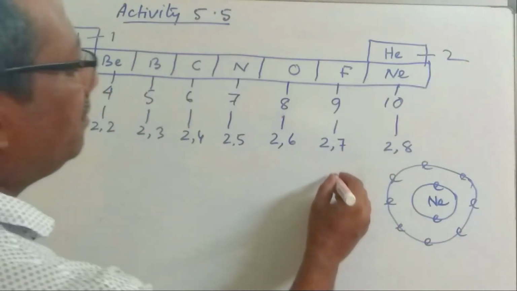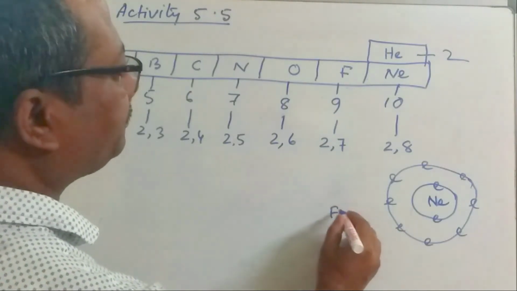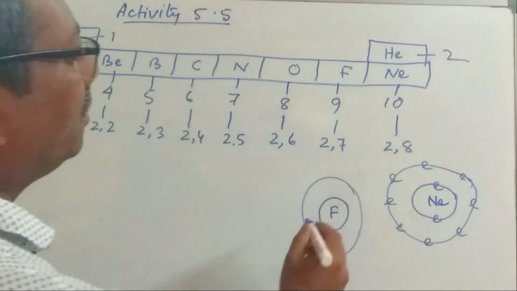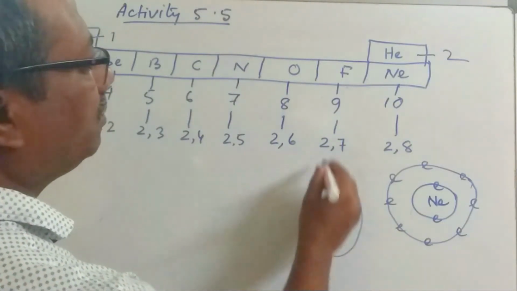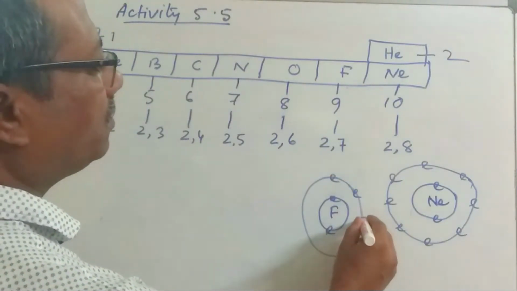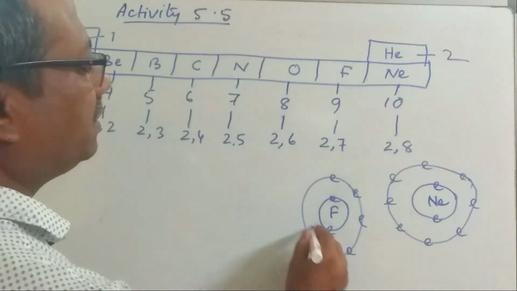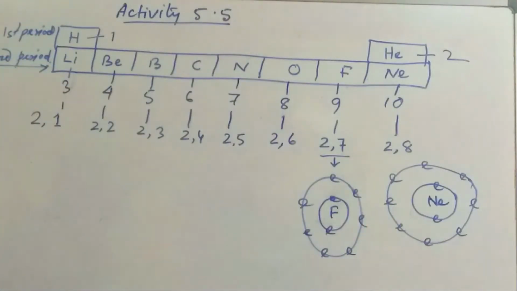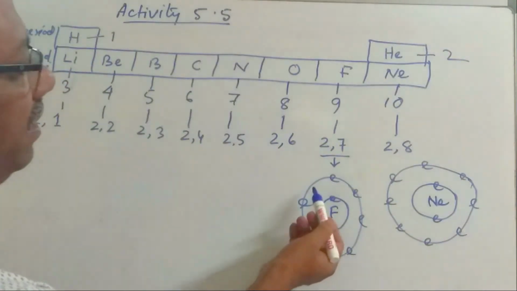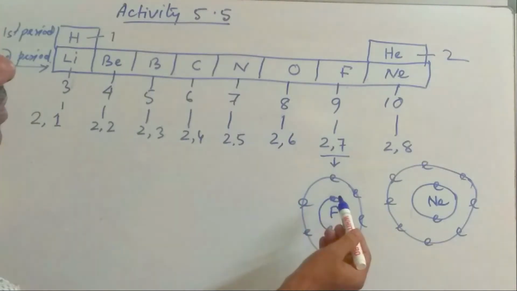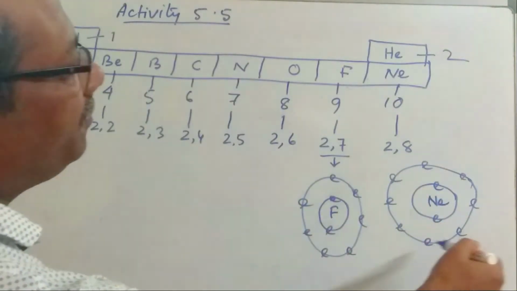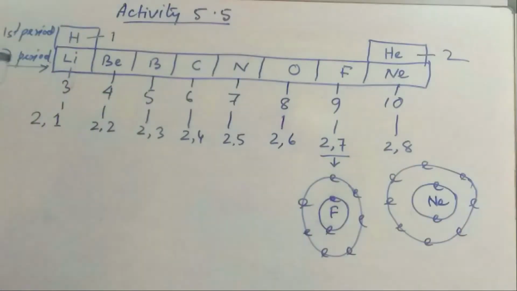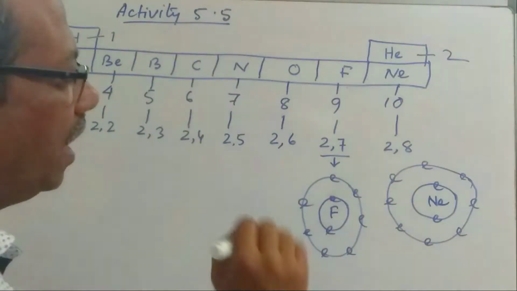Now we are taking fluorine. In case of fluorine also, in the first orbit there are 2 electrons. On the second orbit 1 2 3 4 5 6 7, there are 7 electrons. So how many electrons are required to attain the structure of the nearest inert gas, neon? Only 1 electron is required. So the valency is 1.